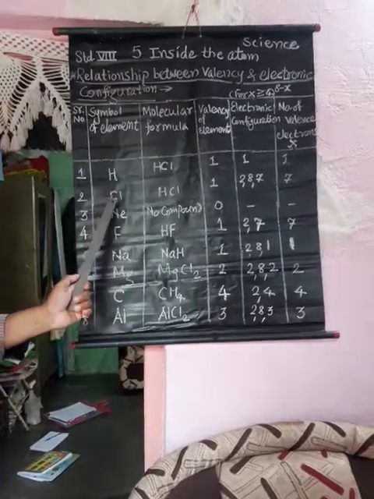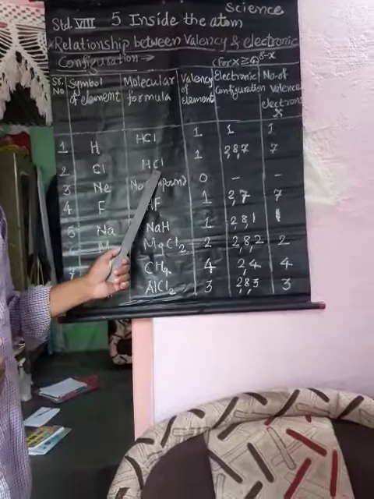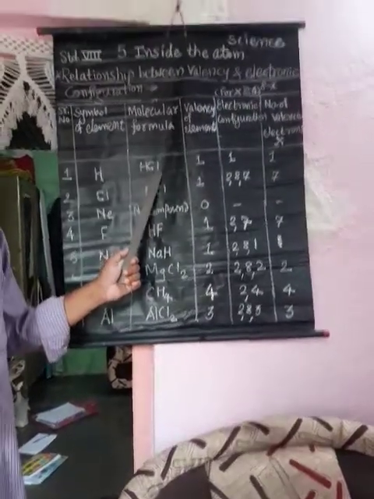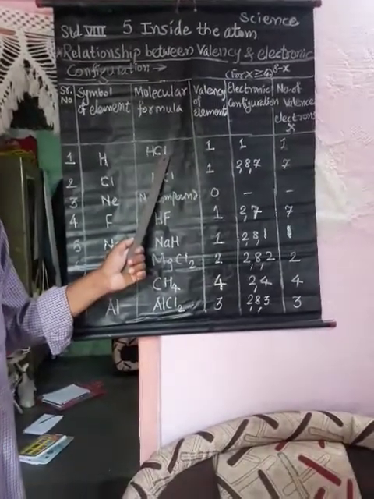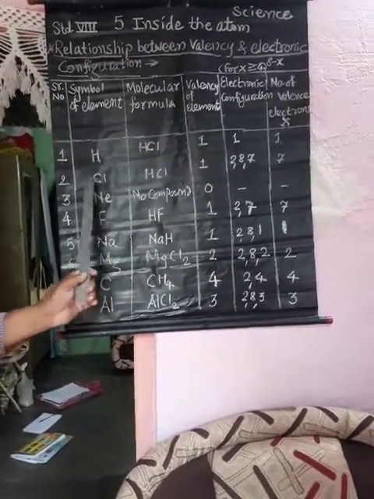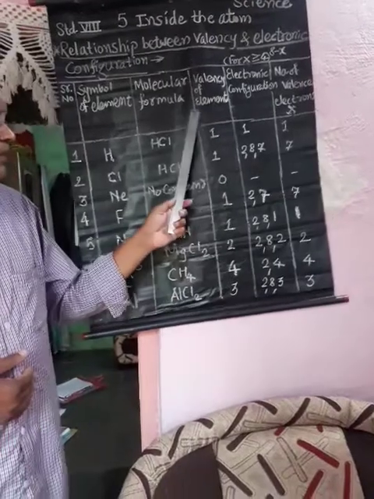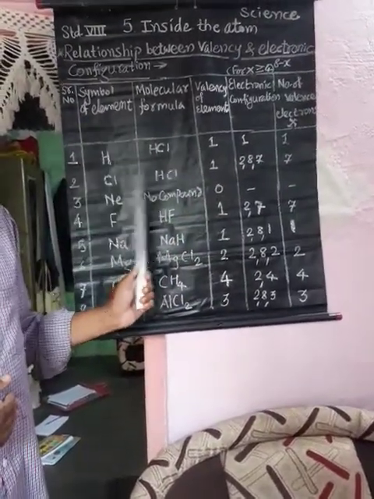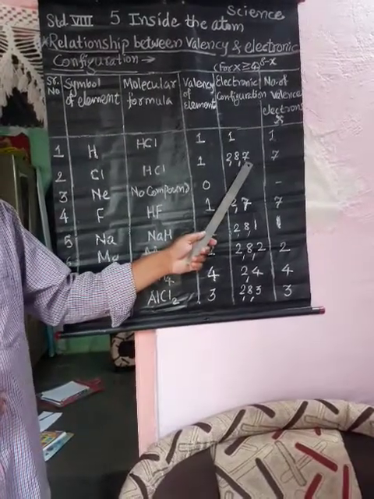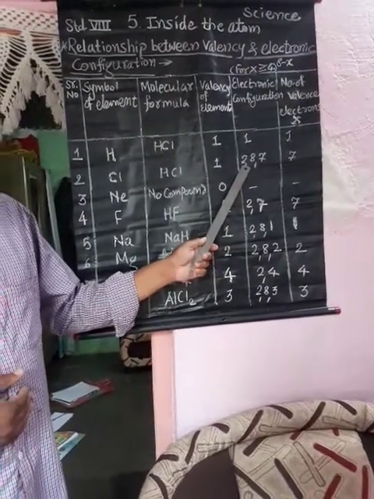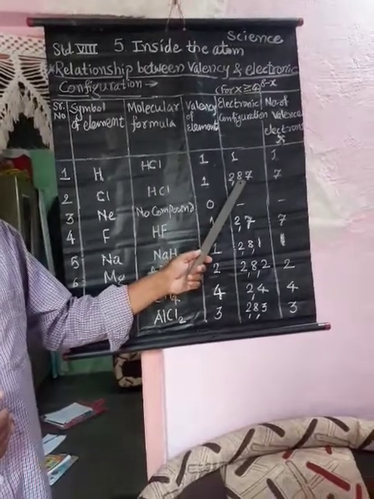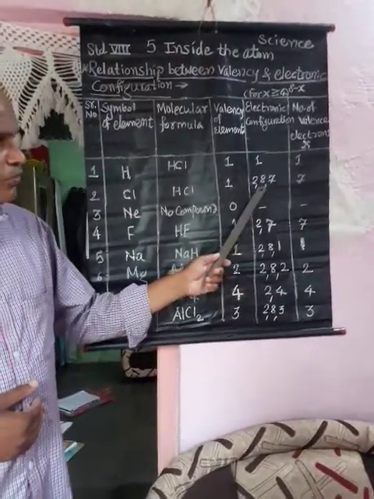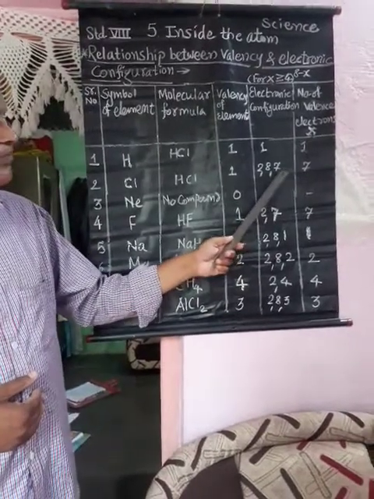Now the second element is called chlorine. In hydrochloric acid, chlorine is there. Here you can say one atom of hydrogen and one atom of chlorine combined to form a compound called hydrogen chloride or hydrochloric acid. The valency of the element chlorine is 1. Electronic configuration, atomic number 17. So K, L, M shells are there. In the K shell 2 electrons, in the L shell 8 electrons and in the M shell 7 electrons. 2 plus 8 plus 7, that is 17.